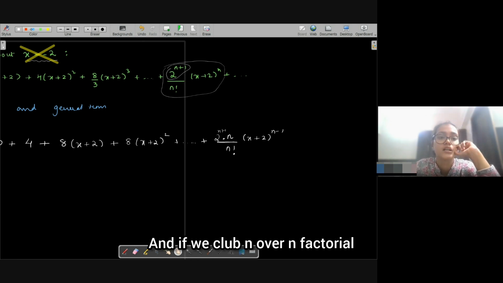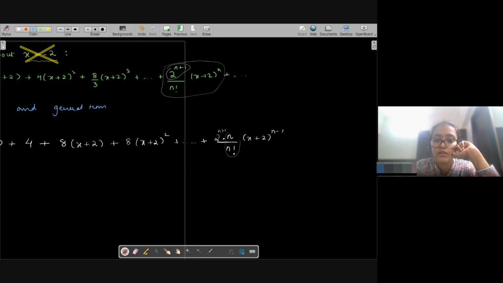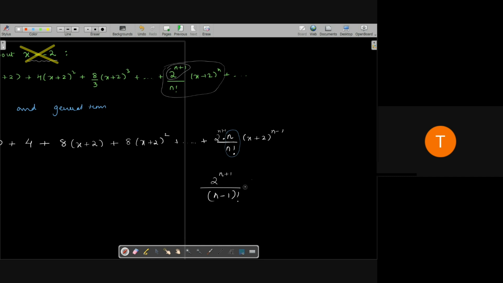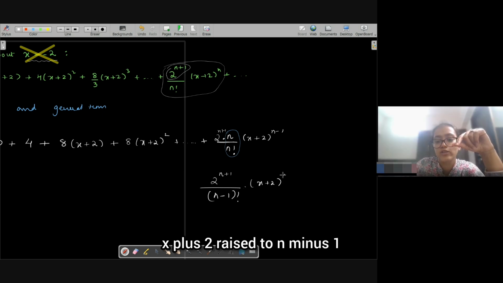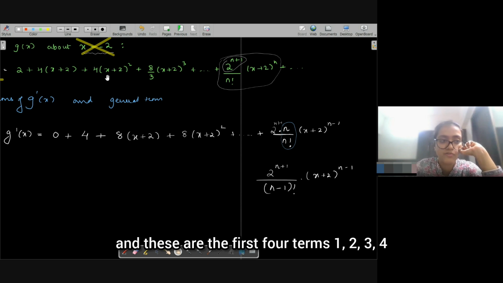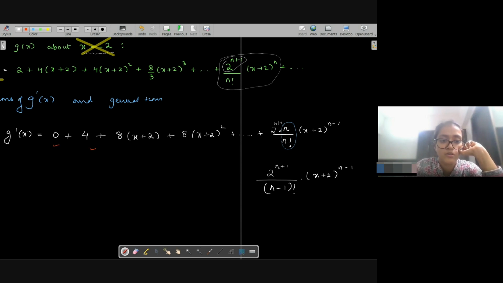And if we club n over n factorial, that will give us 1 over n minus 1 factorial, times x plus 2 raised to n minus 1. So that is the general term. And these are the first 4 terms: 1, 2, 3, 4.